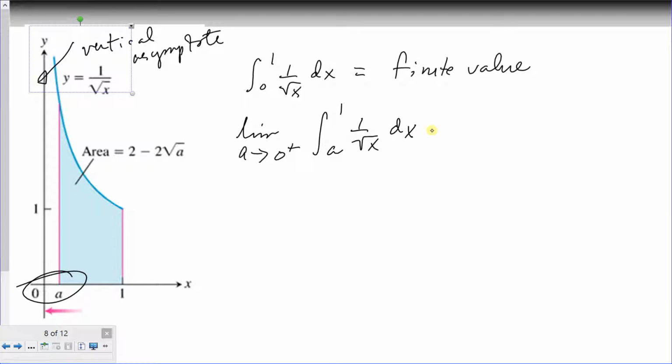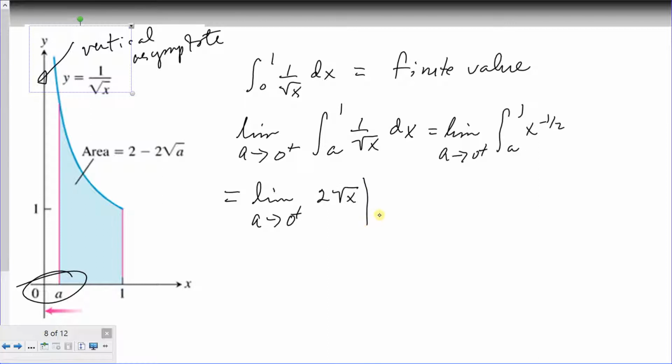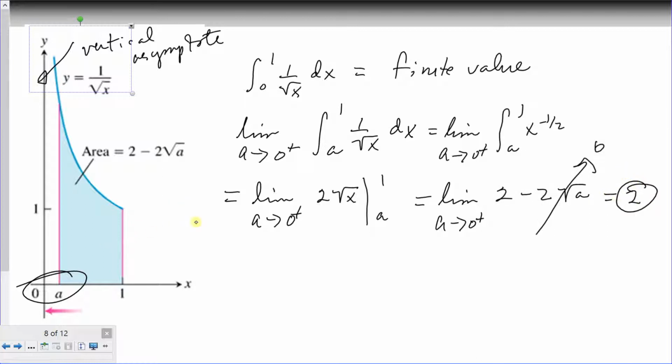And this can be written as the limit as a approaches 0 from the right of the integral from a to 1 of x to the minus 1/2, and this is equal to the limit as a approaches 0 from the right. The antiderivative of x to the minus 1/2 is 2 square roots of x. We evaluate it at a and 1, and this equals the limit as a approaches 0 from the right of 2 minus 2 square roots of a. Well, as a approaches 0, this approaches 0, so the integral has a value of 2.